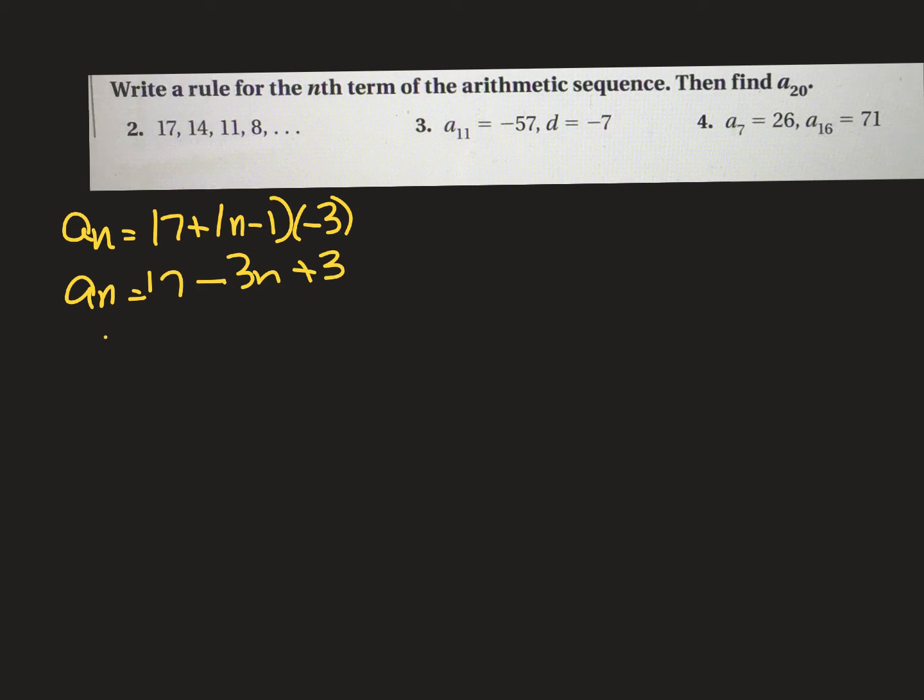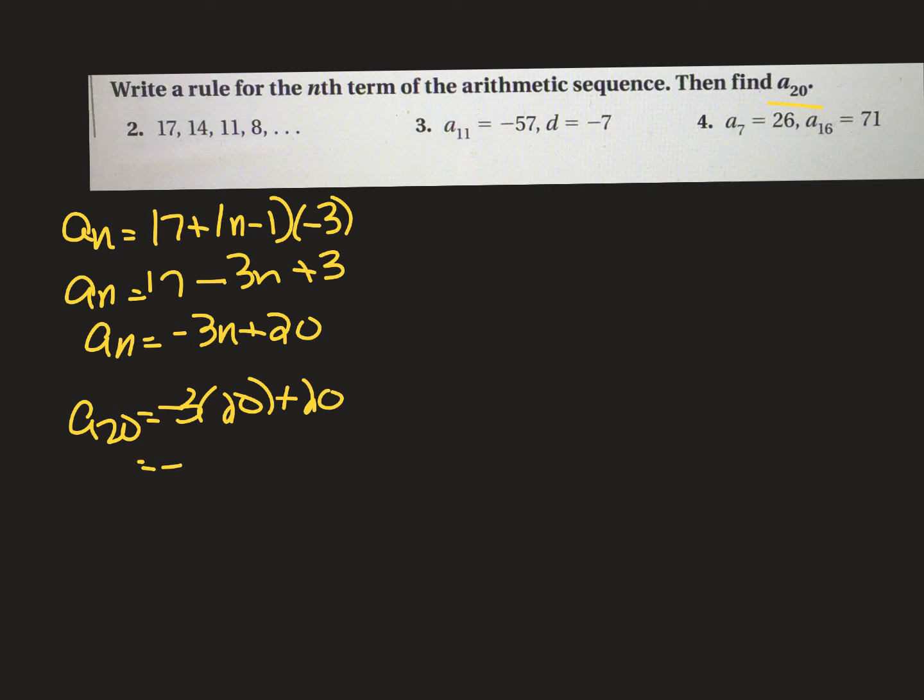The first one says write a rule for the arithmetic sequence, then find the 20th term. So the first one's what we've been doing. The rule would be the first term plus n minus 1 times d. d is negative 3 because the sequence is going down by 3. That was a mistake right there. Sorry about that. I'm going to distribute the negative 3. Add the 17 and the 3 and get 20. Then it says find the 20th term. So all you have to do to find the 20th term is plug in the 20.